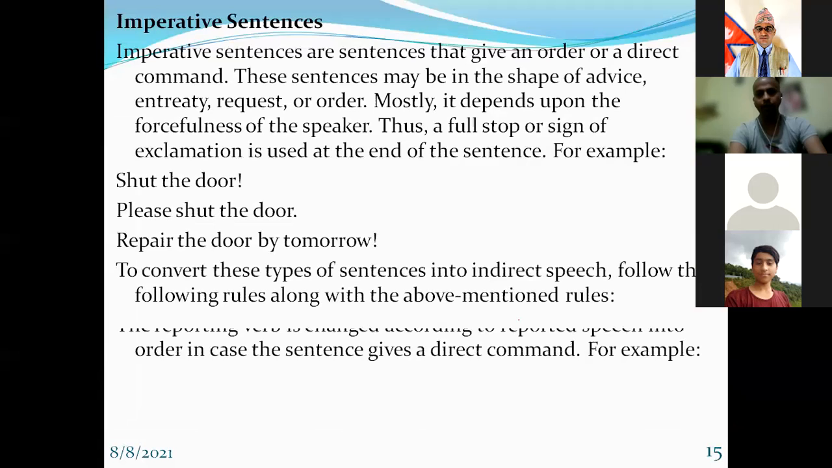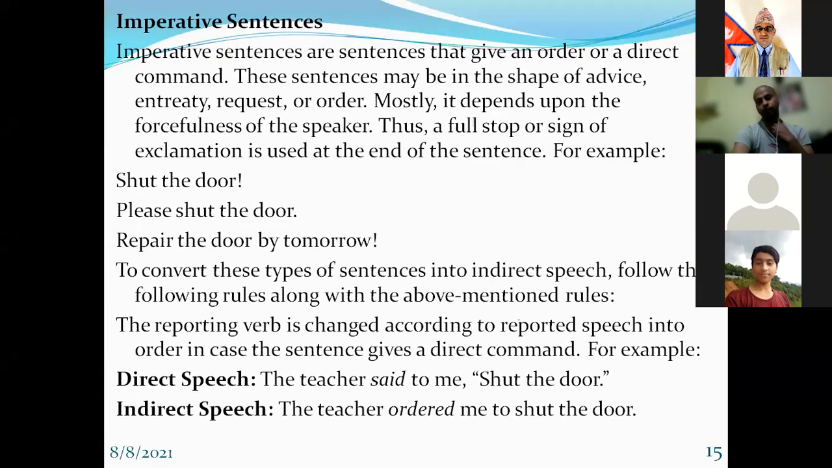This one is already finished. Imperative sentences. I have already given you the summary of the whole imperative, assertive, and interrogative ones. Now these are some examples only. Already discussed.